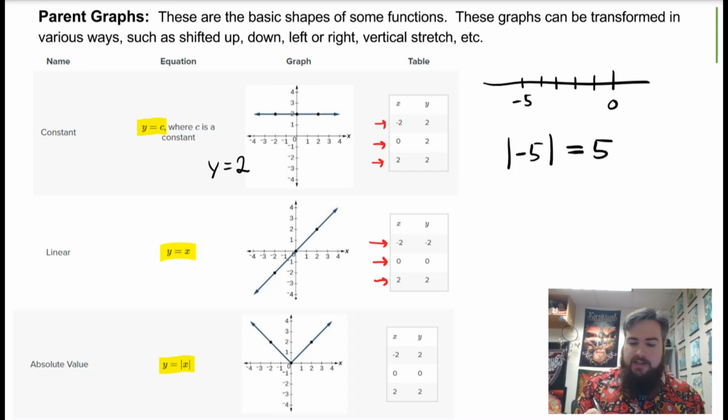In terms of the points that you can use to create this graph, if you say plug in, for example, x equals negative 2, the absolute value would make that positive 2. If you plug in x equals 0, 0 is a distance of 0 from the origin or from the value of 0, so y is 0. And if you plug in x equals 2, that is still an absolute distance of 2 away from 0, so y is equal to 2. Let's look at a few more.